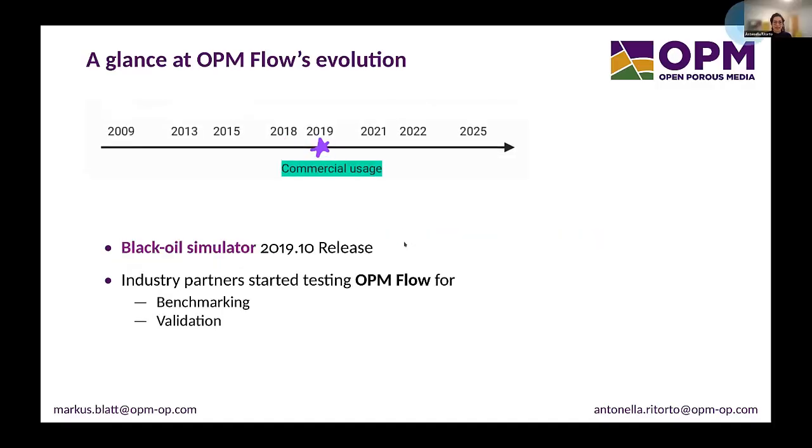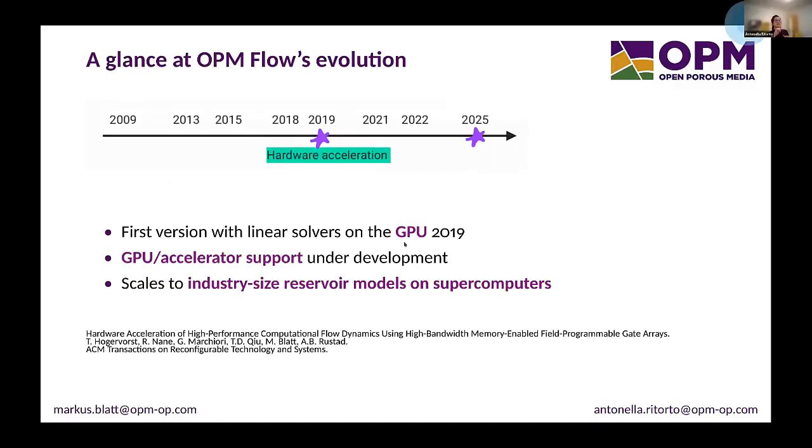Okay, then in 2019 we started with a commercial usage. So industry partners started using OPM Flow for benchmarking and validation, for example, as a black oil simulator. And somehow together with this, no, sorry, I forgot something.